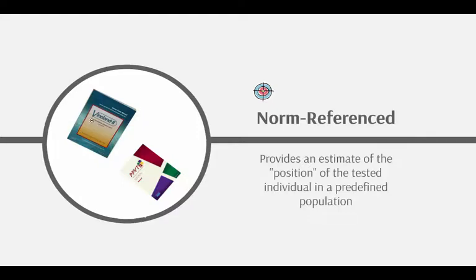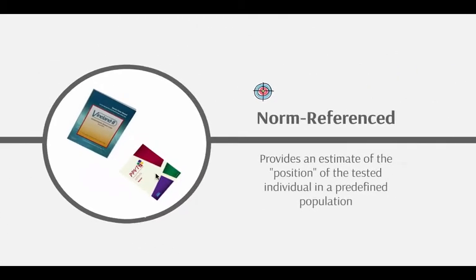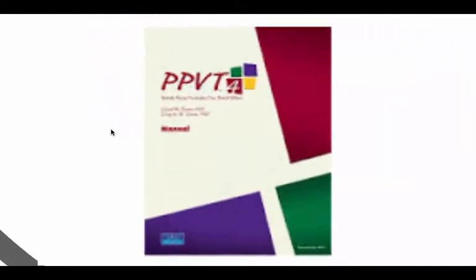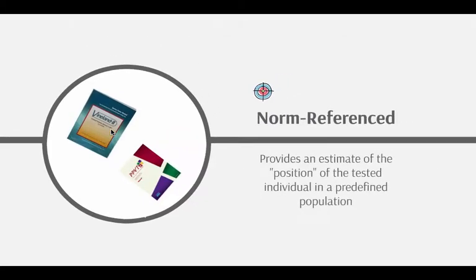A couple of good examples of norm referenced assessments include the Vineland Adaptive Behavior Scales, and also the Peabody Picture Vocabulary Test, PPVT, that's often used for individuals to evaluate their language skills and language abilities. So those are referred to as norm referenced assessments. So the individual at the end of the assessment is being compared to a predetermined population to see where they stand in relationship to that population.